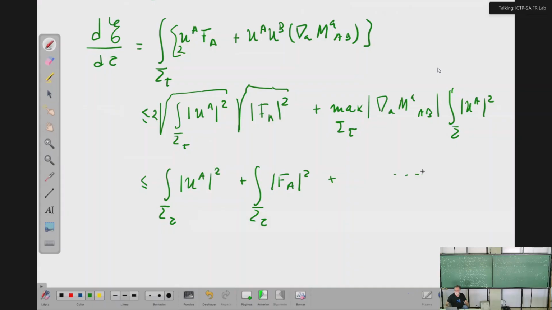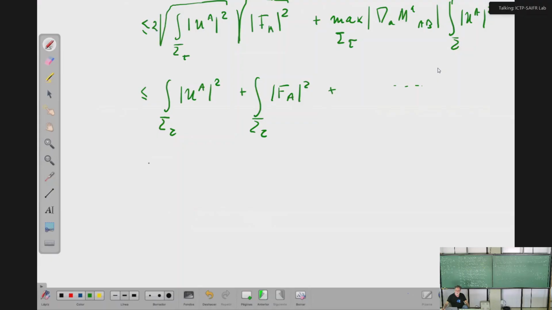And then we have this other. So I can collect this one with this and say this is less or equal to 1 from here plus the maximum of this times the integral over sigma tau of epsilon u_A squared plus the source.